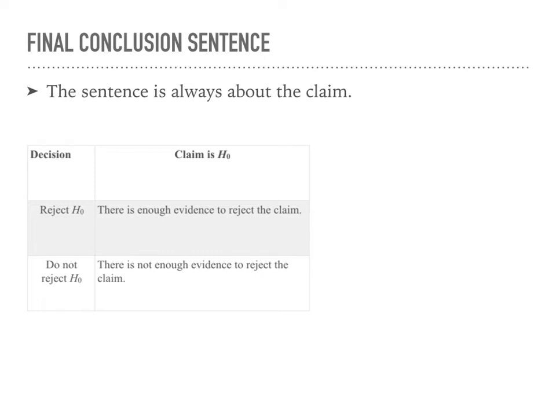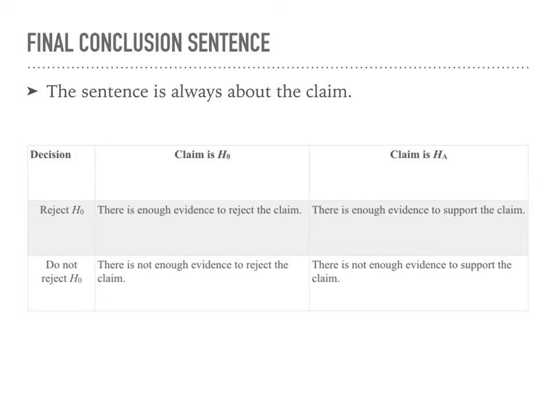Now, what if your claim was the alternative hypothesis? Well, that changes the wording, because our wording is always going to be talking about the claim. So if we had decided to reject the null hypothesis and the claim was the alternative hypothesis, we would be stating there is enough evidence to support the claim. If our claim was the alternative hypothesis and we had decided do not reject the null hypothesis, our sentence would be, there is not enough evidence to support the claim.